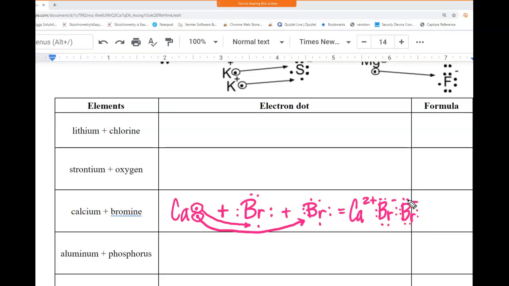So to make a neutral compound, I had to use 2 bromine ions and only 1 calcium ion. So that means I am going to have a formula with calcium and 2 bromines, because I had to have 2 bromines to transfer my electrons to. And to cancel out the 2+ charge, I needed 2 bromines, each with a 1- charge, to cancel out.